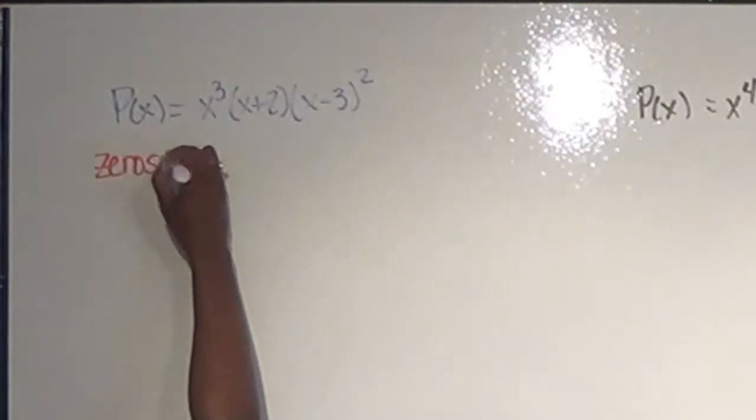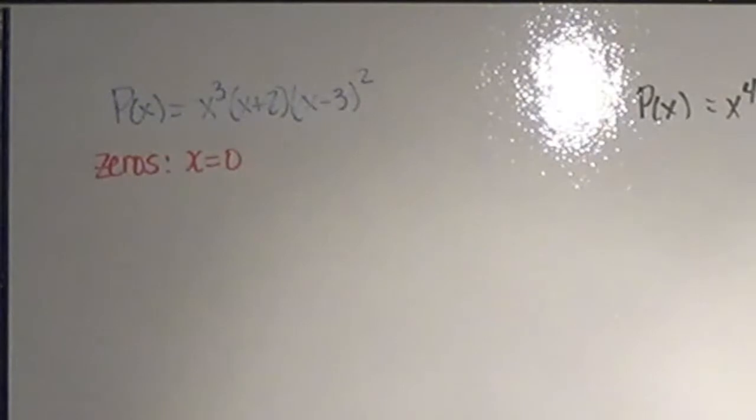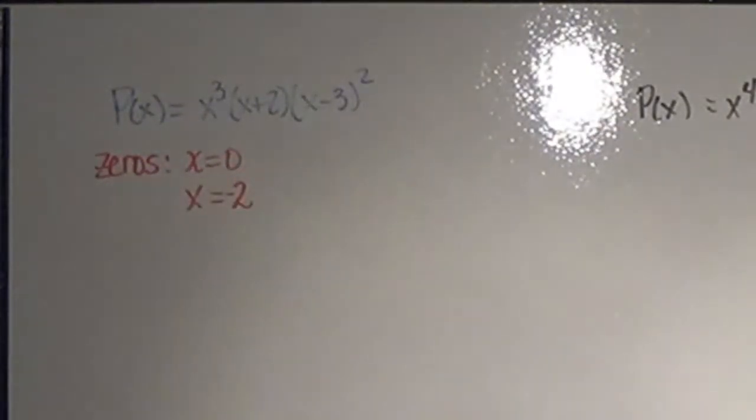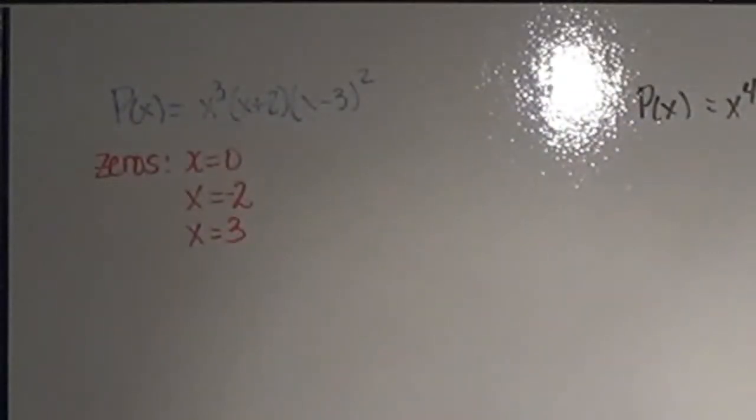So the zeros are going to be, well, if x cubed equals 0, x will equal 0. If x plus 2 equals 0, x will equal negative 2. And if x minus 3 equals 0, x will equal 3.